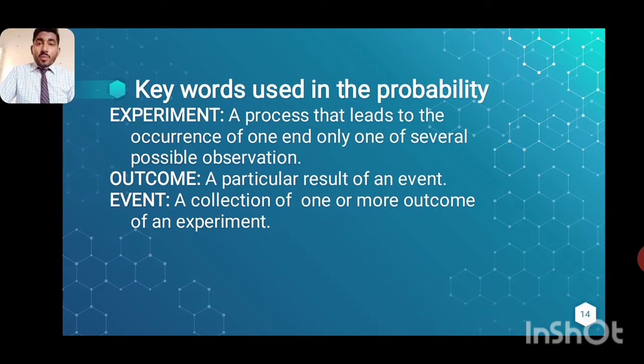Keywords used in probability. Experiment: a process that leads to the occurrence of one and only one of several possible observations. It means we first do an experiment, and among the possible observations we do the experiment. Outcome: a particular result of an experiment. An event is a collection of one or more outcomes of an experiment.